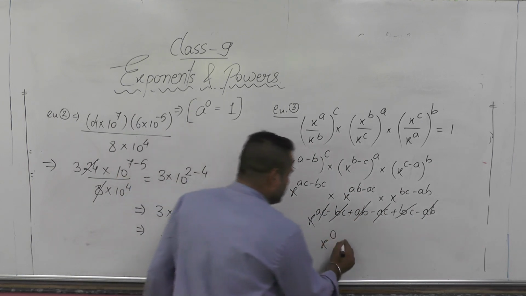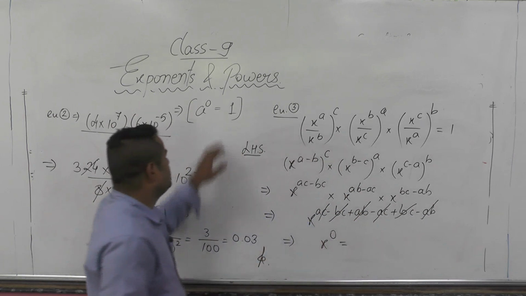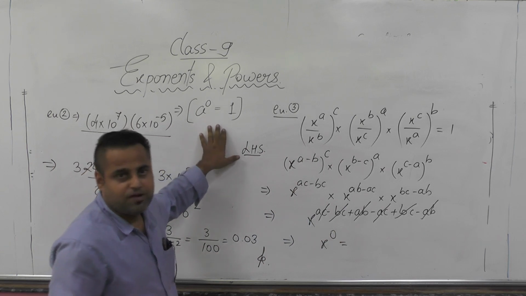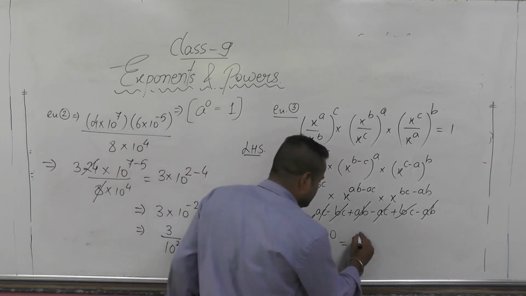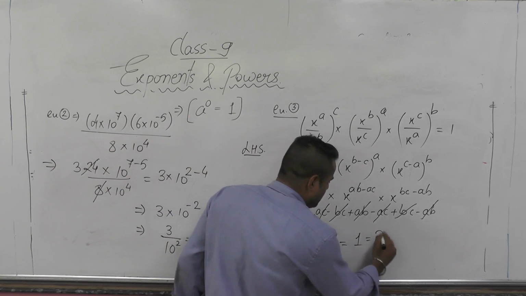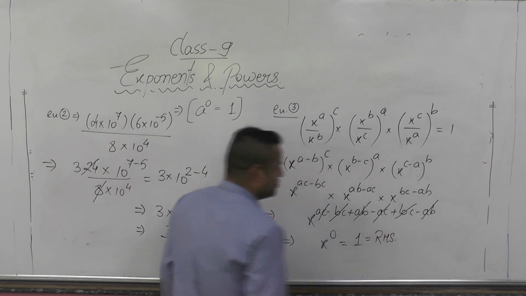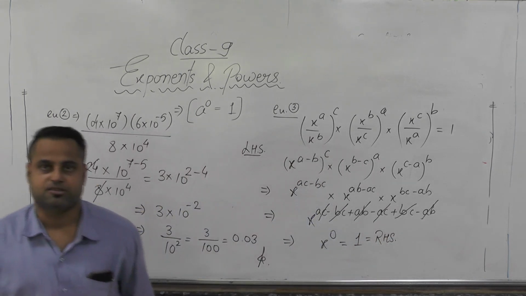Now x to the power 0, as you all know, I told you to mention that whenever a variable has 0 power, its value is 1. So this is your RHS, and that's how we show that LHS is equal to the RHS.